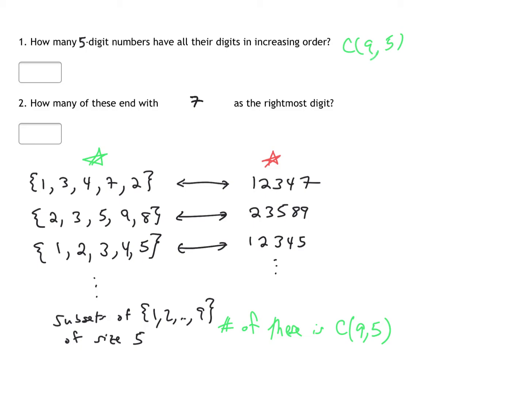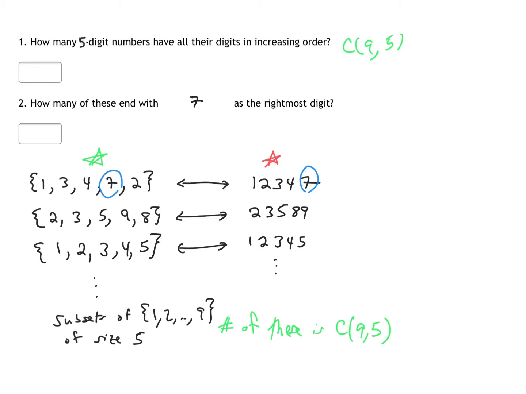The second question asks how many of these have 7 as its rightmost digit. And we have one example here. This one has 7 as its rightmost digit. The other ones don't. The thing that makes it have a 7 as its rightmost digit is that 7 is the biggest number in the set.